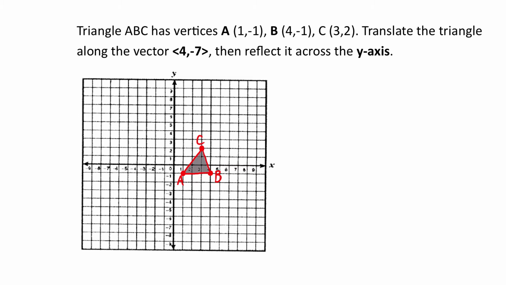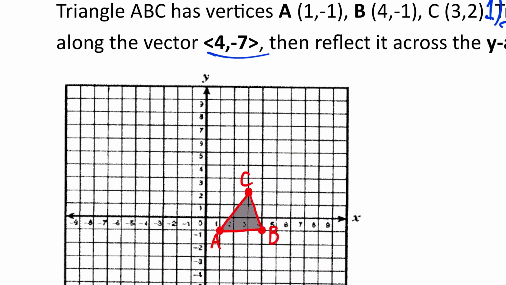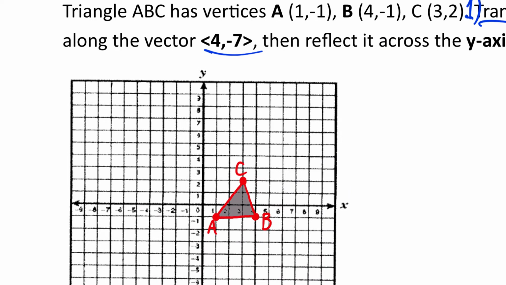The first thing we're going to do is translate using this vector 4, -7. So what's that vector 4, -7 going to do? Good, it's going to go 4 right and 7 down. Remember, the first number in the vector tells you your left-right movement. The second number tells you up, down. If the first number is positive, you're going right. If it's negative, you're going left. If the second number is positive, you're going up. If it's negative, you're going down. So 4, -7 means 4 right, down 7.